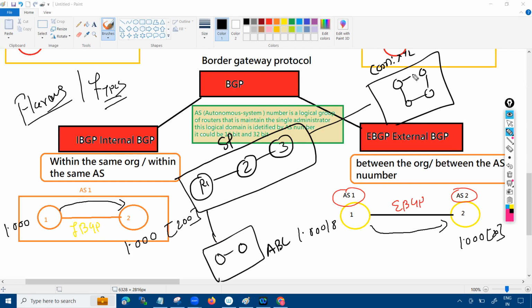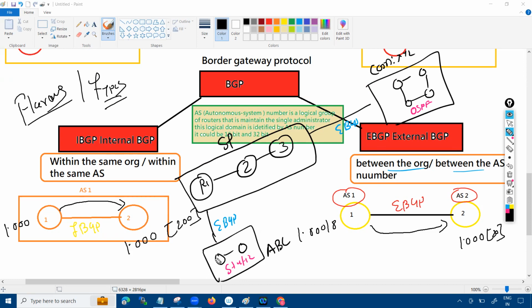Within the company network, which protocol am I going to run? Within the company, it's interior, which means I can go with the OSPF routing protocol, or any protocol, maybe even a static route. That's fine. But between the companies, which protocol am I going to run? It's the eBGP flavor, because it's between two organizations and between two different AS numbers.